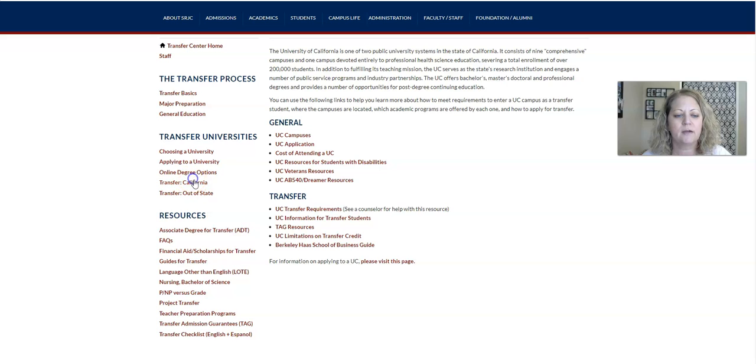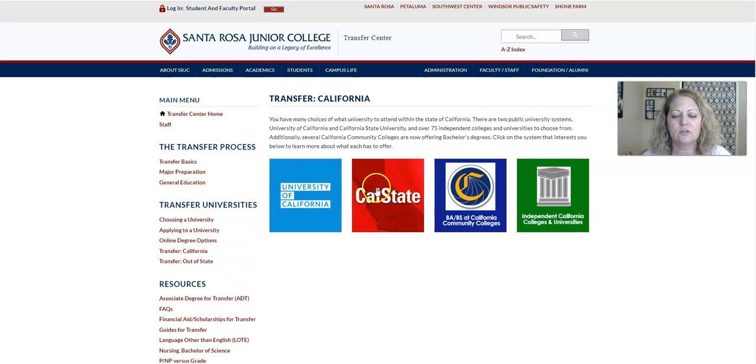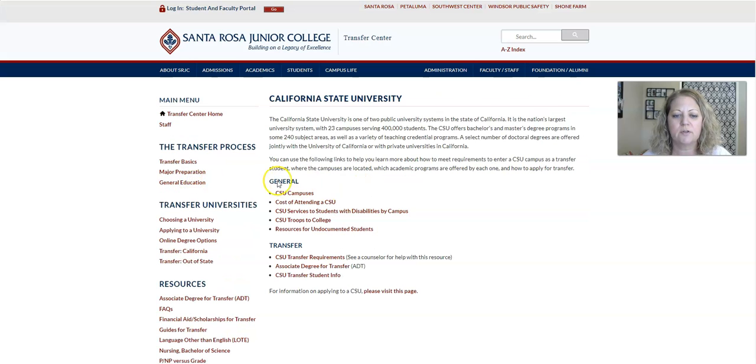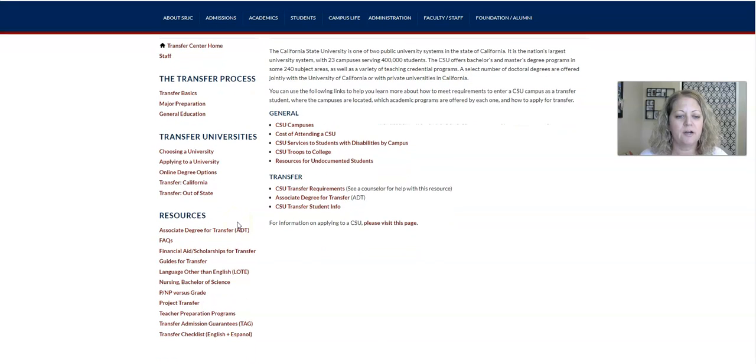And if we go back and look at CSU, you're going to see that it's somewhat similar. So again, here's information for vets, students with disabilities, undocumented students. So just, you know, some information we've tried to mirror there. And then you can go into out of state as well. Then we have some resources down here.